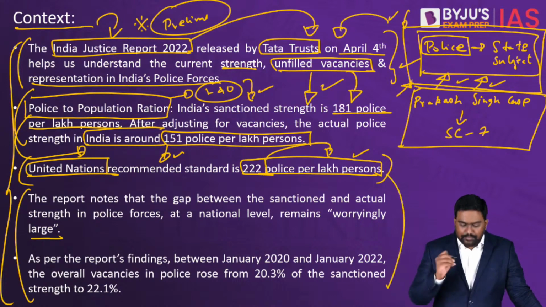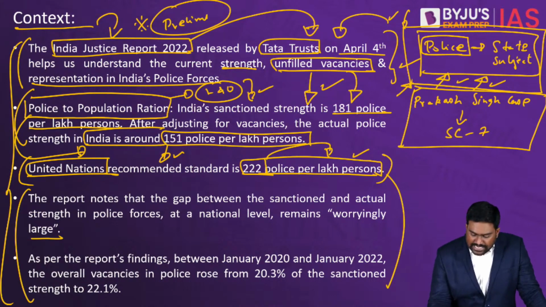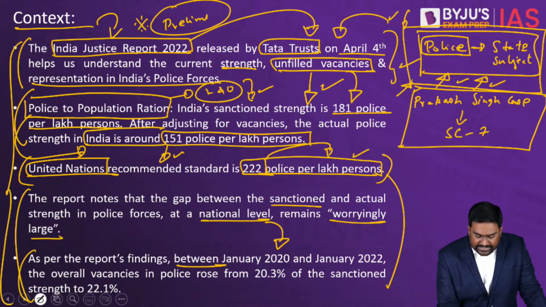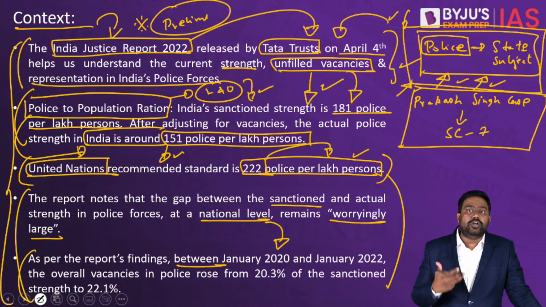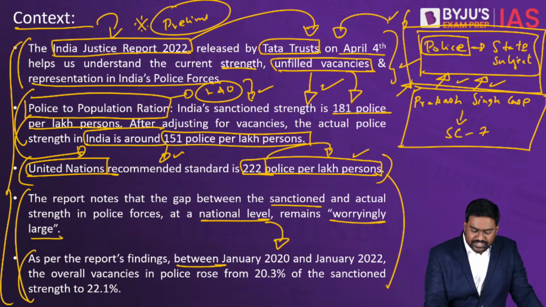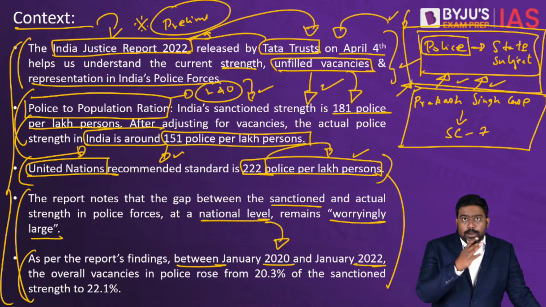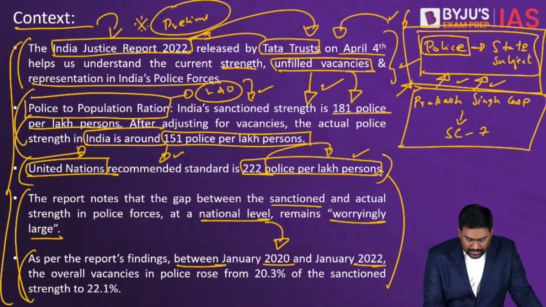That is exactly what the report is pointing out. It points out the alarming trend about increasing vacancies and how the vacancies are not being filled on time. According to this report brought out by Tata Trust, the India Justice Report, in the last 2 years, from 2020 to 2022, the vacancies in the police has increased from 20.3 to 22.1%.